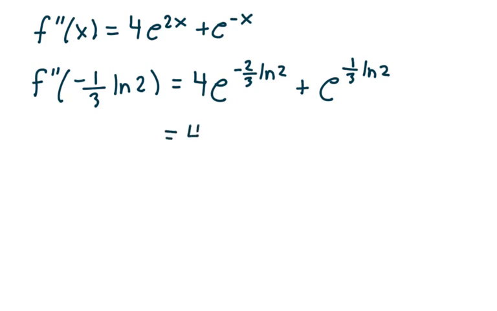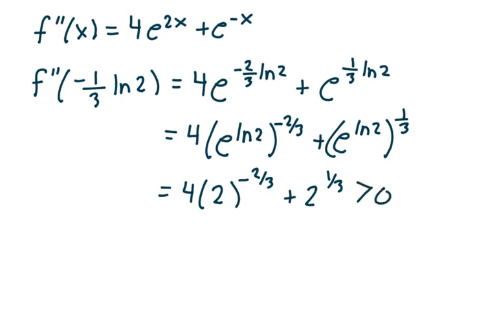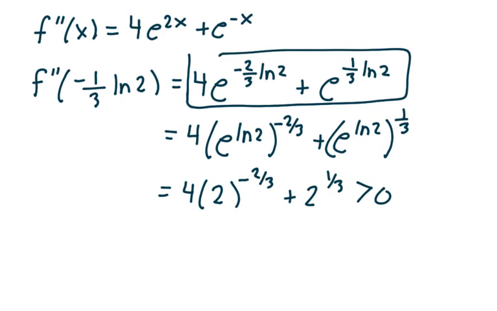And so this is 4 times e to the ln 2 to the negative 2/3 plus e to the ln 2 to the 1/3. This might be a little bit overboard, but you get 4 times 2 to the negative 2/3 plus 2 to the 1/3. And that's positive. If you can tell that it's positive from up here, that's fine. Exponentials are positive. They're never negative, and they're not going to be 0.